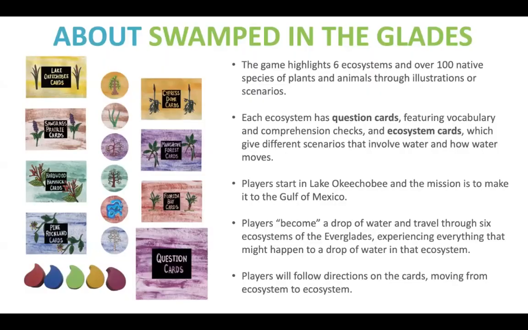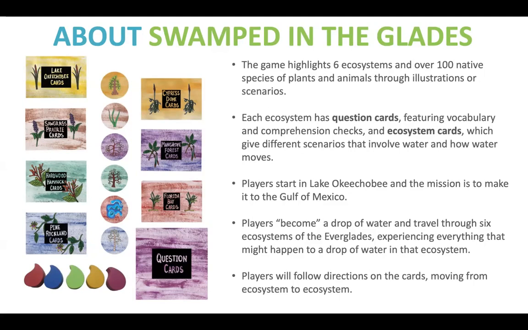In the game, there are six different ecosystems highlighted and over 100 native species of plants and animals that are highlighted through illustrations or scenarios on the cards. There are 60 different question cards in the game that feature vocabulary and comprehension checks. And then there's a set of ecosystem cards for each ecosystem, which give different scenarios that involve water and how water moves in that ecosystem.